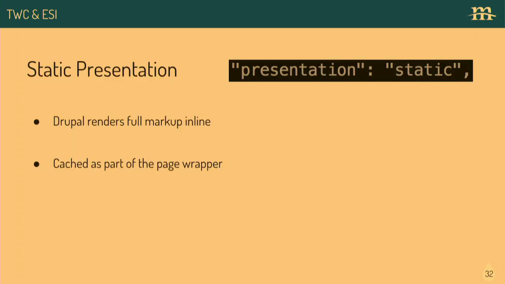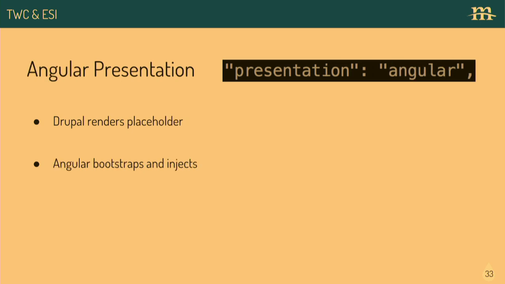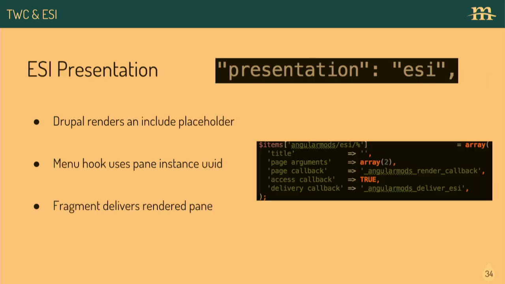So I'm going to briefly go through how each one of the presentations works. Static presentations, pretty obvious. You could just have an HTML template with some CSS, and that will be rendered by Drupal inline as part of the page wrapper. So that would be used for highly cacheable content. Angular presentation, Drupal will render a simple Angular placeholder, and then once Angular bootstraps, it'll inject and put whatever template markup it needs in its place. So this is for highly localized and uncacheable content.